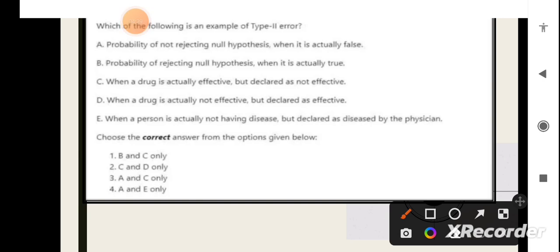Next question is, which of the following is an example of type 2 error? Statement A is, the probability of not rejecting null hypothesis when it is actually false. Statement B is, probability of rejecting null hypothesis when it is actually true. Statement C is, when a drug is actually effective but declared as not effective. Statement D is, when a drug is actually not effective but declared as effective. And statement E is, when a person is actually not diseased but declared as diseased by a physician.